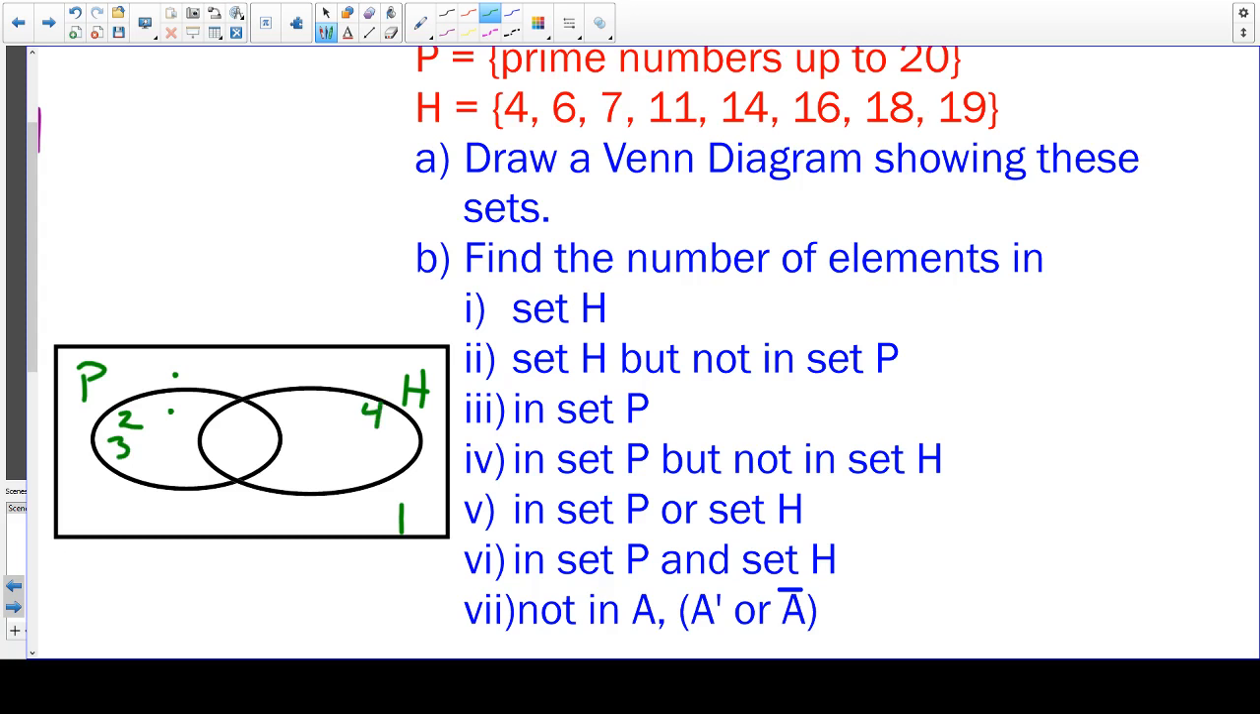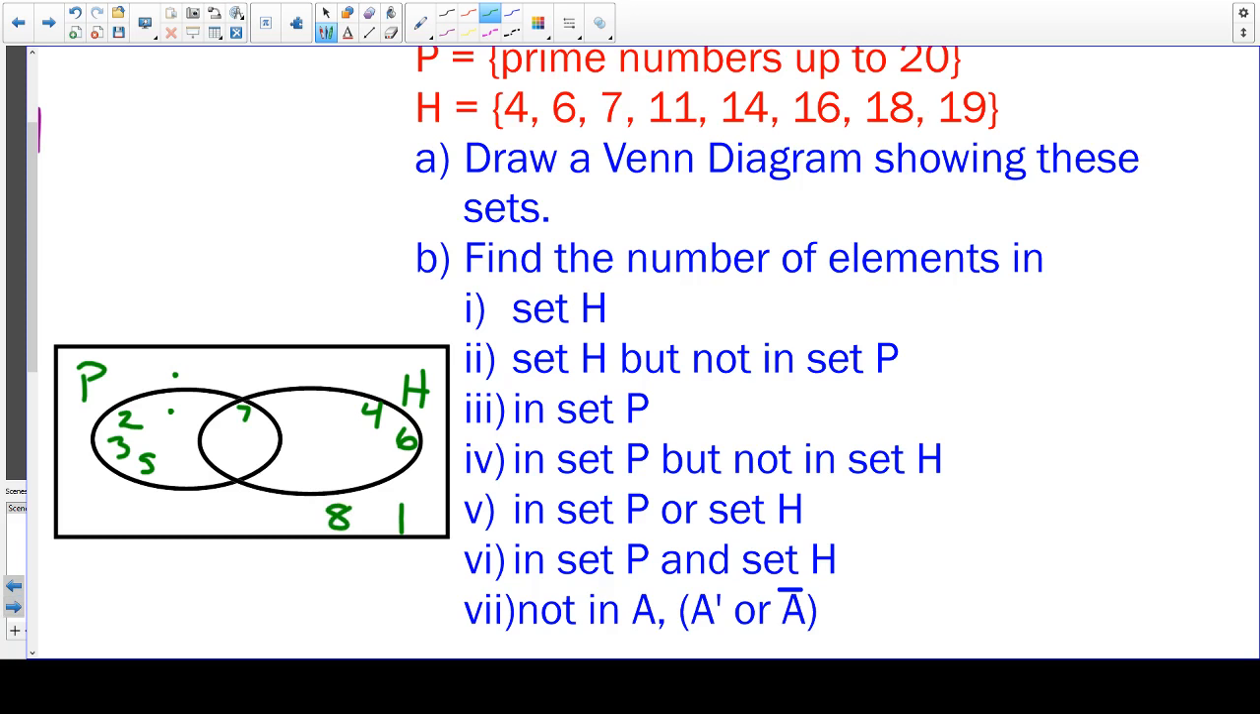So it's right there. 5, is it prime? Yep. Is it an H? No. 6, prime? No, but it's an H. 7, prime? Yep. Is it an H? Yes. So it's in the intersection. 8, prime? No. Is it an H? No. So it's out here somewhere.